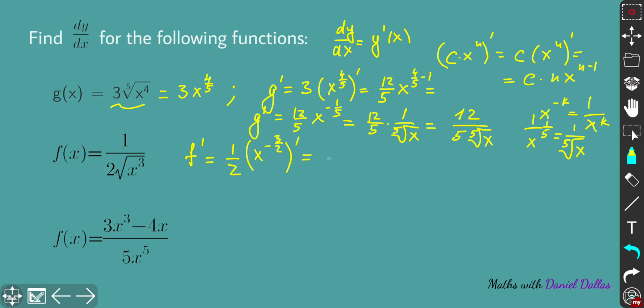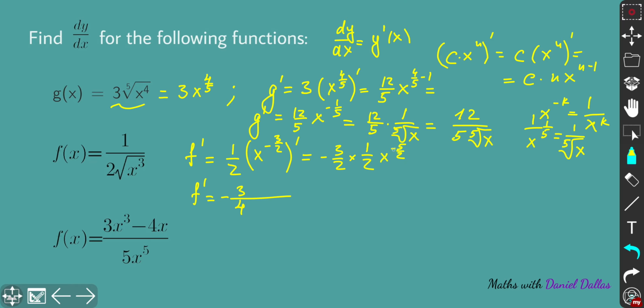So finally, if you differentiate that, you'll get negative 3 over 2. On top of that, you multiply by 1 over 2. And your x will be to the power negative 3 over 2 and negative 1, okay? So you'll get negative 5 over 2. So that's why f prime is going to be equal to negative 3 over 4.